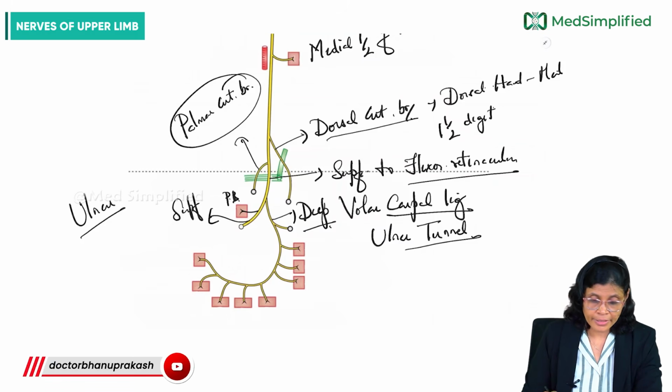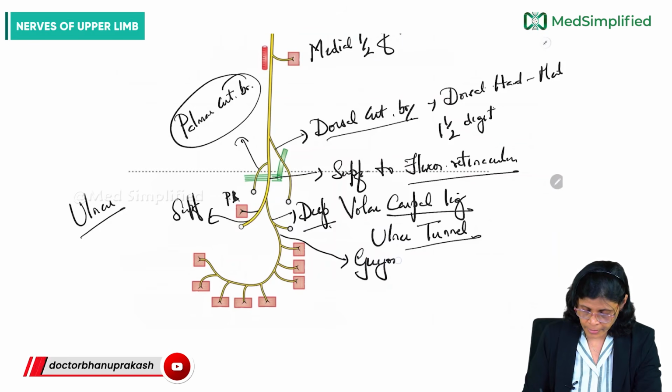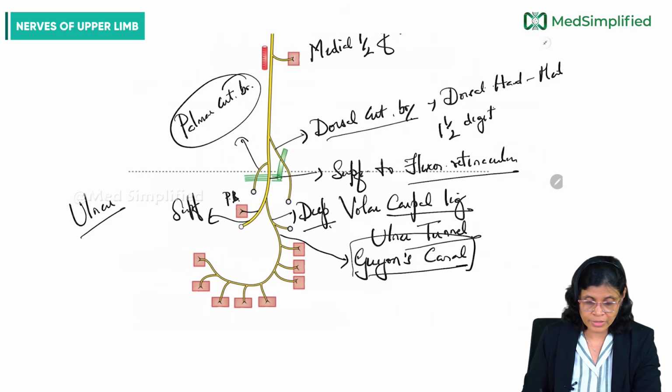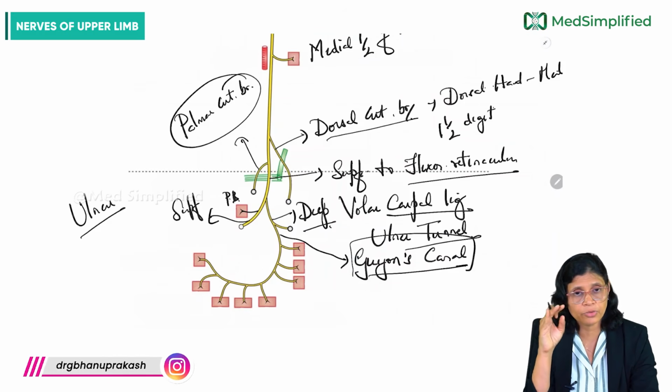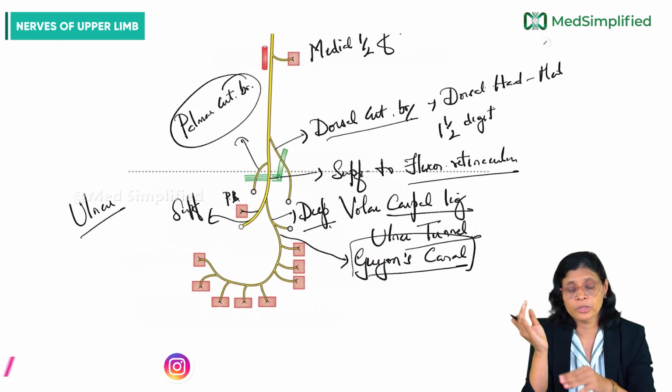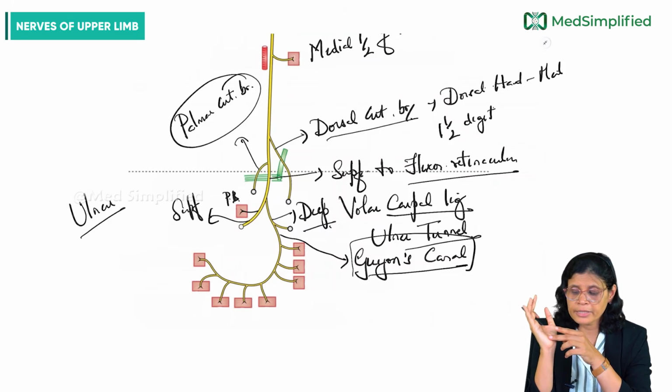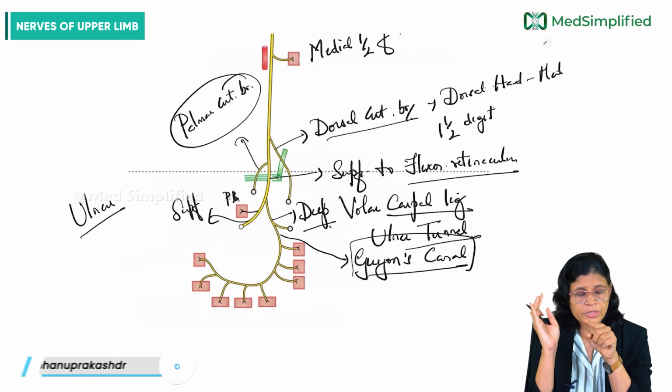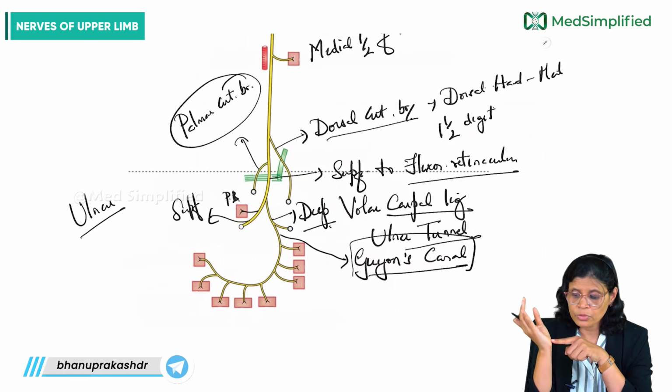Then the deep branch. The deep branch will enter a canal which we call Guyon's canal. It passes through the Guyon's tunnel. Guyon's canal is also called the ulnar tunnel. It's an osteofibrous tunnel, basically formed by two bones, pisiform and hamate, and the fibrous band, the ligament, across that. So it will pass through that tunnel.